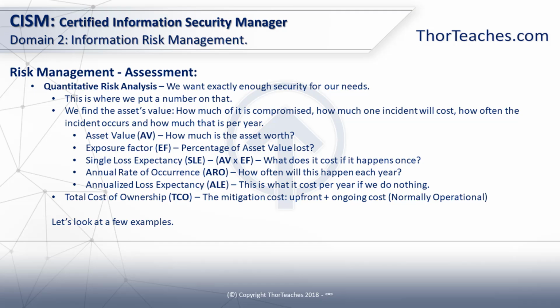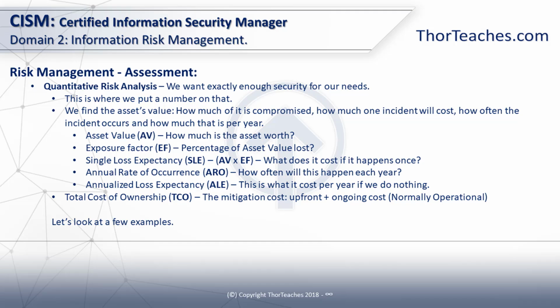The single loss expectancy, the SLE, is the asset value times the exposure factor. What will this cost us if it happens once? The annual rate of occurrence, or ARO, is how often this happens every year. And then the annual loss expectancy, or ALE, is what this will cost us every year if we do nothing. And then finally the TCO, the total cost of ownership. This is the total cost of the mitigation, of the countermeasure we put in place to lower the risk and the exposure factor. This is both the initial cost and the ongoing annual cost for maintenance.